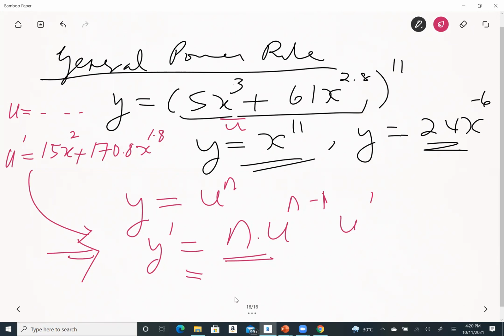So we have that formula. You do the derivative. I will take out the thing.